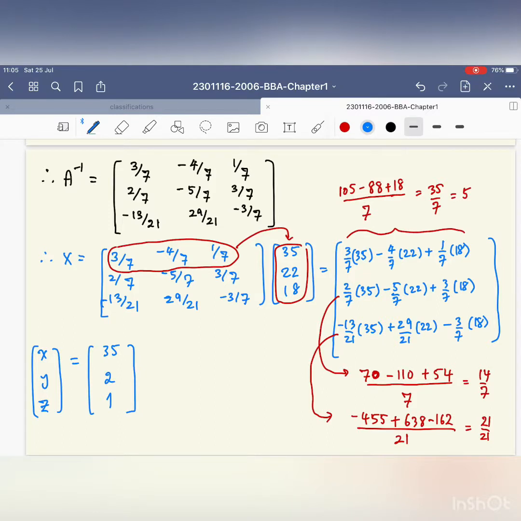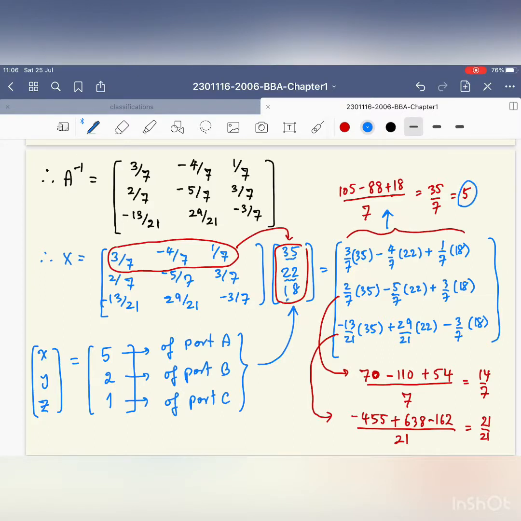Okay, oh sorry, this is 5. Sorry, your x is 5. Okay, the first one. All right, so it means that you need to invest 5 of folio A, 2 of folio B, and 1 of folio C, so that you obtain the 35 high risk, 22 moderate risk, and 18 low risk stocks, as you wish.